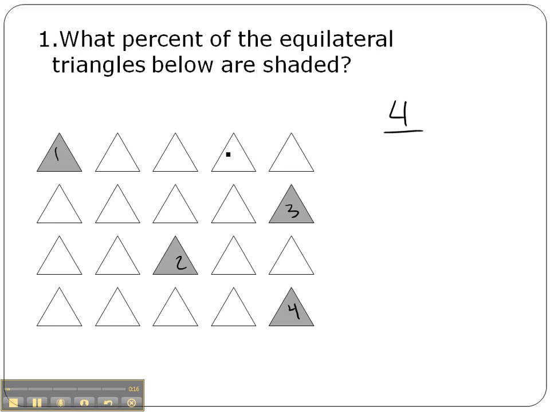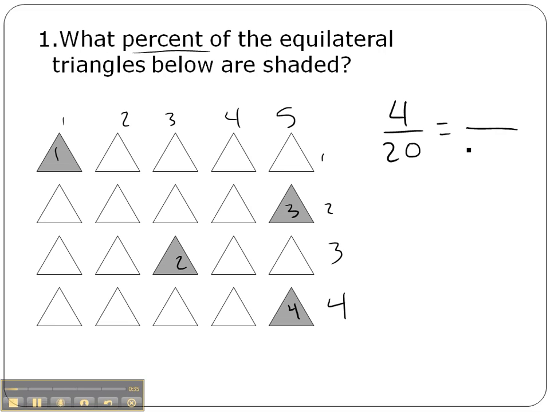Out of, how many triangles do we have total? 1, 2, 3, 4, 5 in each row times 4 rows, so that's 20 total triangles. So 4 out of 20 of the triangles are shaded. But we want to know the percent that are shaded.